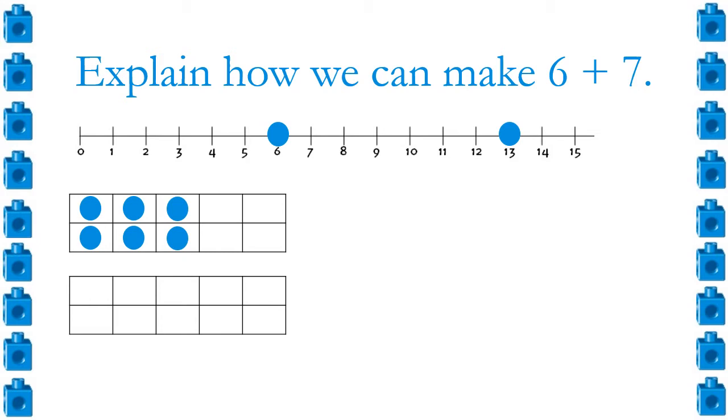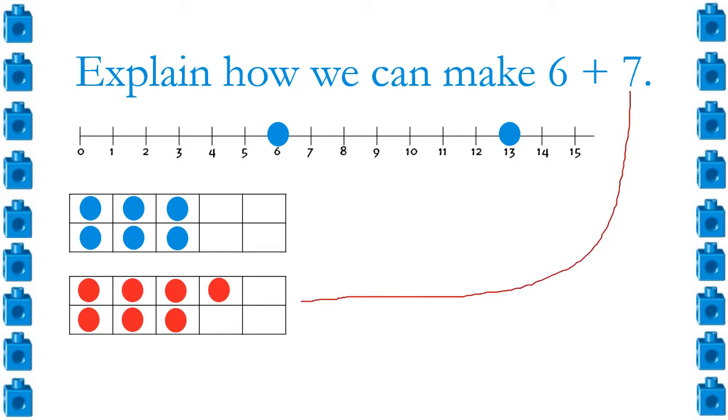Okay, and we also know that we can use these 10 frames. How? Well, in one 10 frame, we put 6. What do we put in the bottom one? Right, 3, 4, 5, 6, 7. Why did we put 7? Because that's the second part of the fact. And 6 is in the first one.